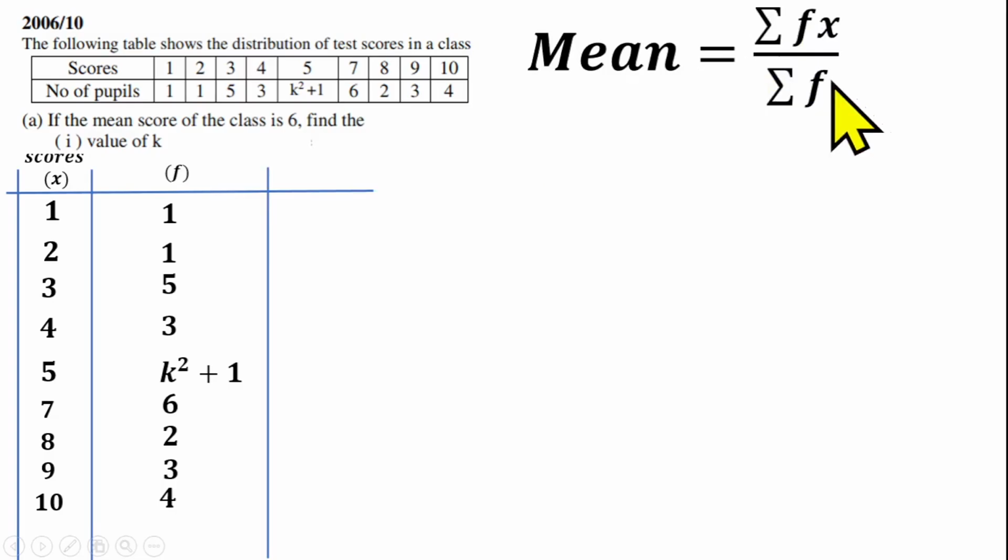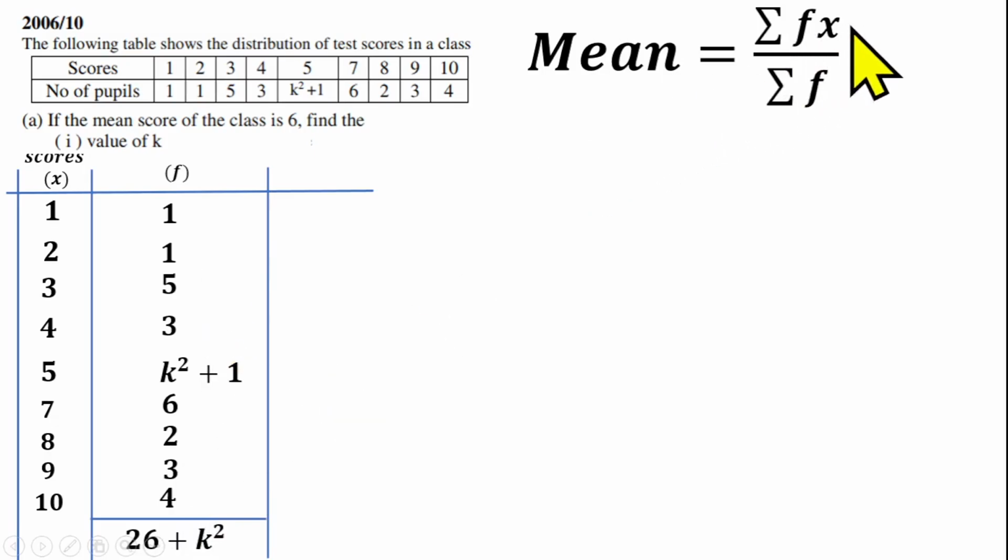So we need to compute our summation f and summation fx. For our summation f, we need to sum our f together. 1 plus 1 is 2, plus 5 that will give us 7, plus 3 that will give us 10, plus 1 here that is 11, plus 6 that will be 17, plus 2 is 19, plus 3 is 22, plus 4 is 26. So we'll be having 26 plus k squared as the sum of our frequency.